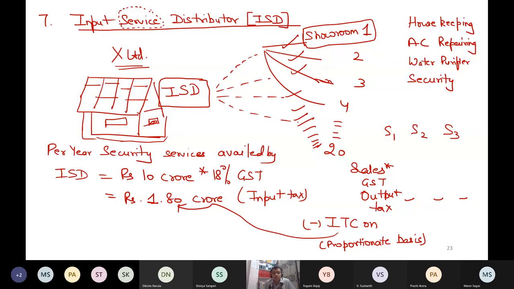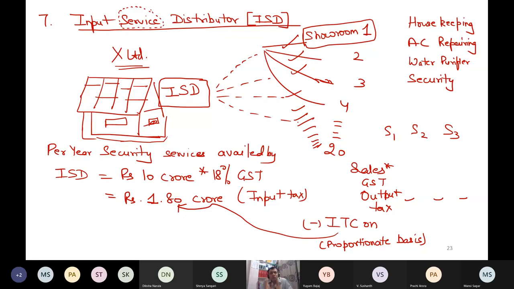If it is not allowed, then no one will be having an input service distributor office, and it is not feasible in real life. In a big company, everyone wants a centralized hold or centralized agreement for all different retail showrooms. I'm giving the example of only 20 showrooms. There may be situations where, like you take the example of Jio, Vodafone, Airtel, these are having hundreds of showrooms across the nation.